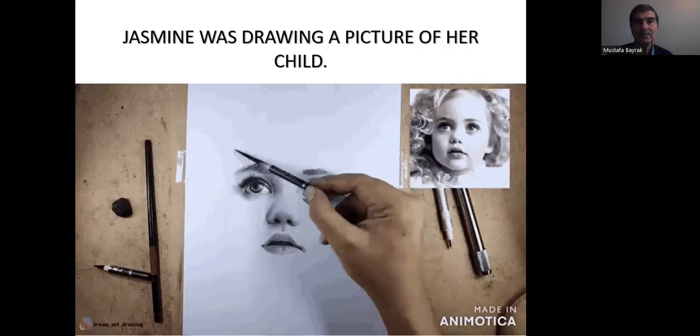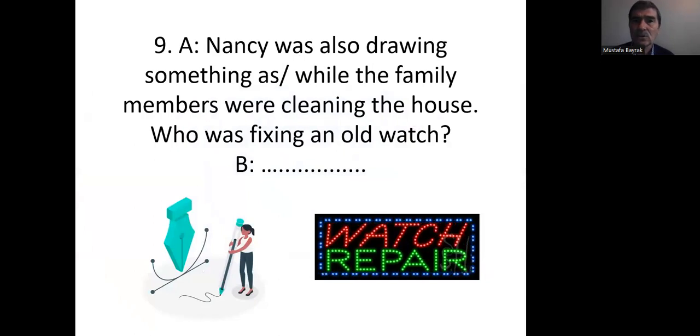Jasmine was drawing a picture of her child. What was she doing? She was drawing a picture of her child. Nancy was also drawing something as or while the family members were cleaning the house. Who was fixing an old watch? The grandpa was fixing an old watch. Maybe the grandpa was a watch repairer.